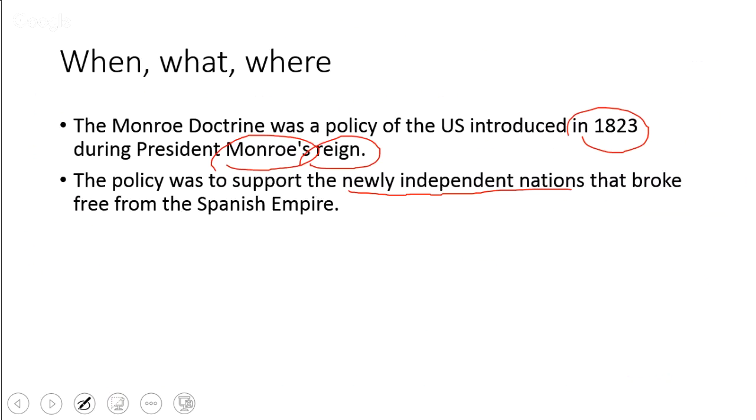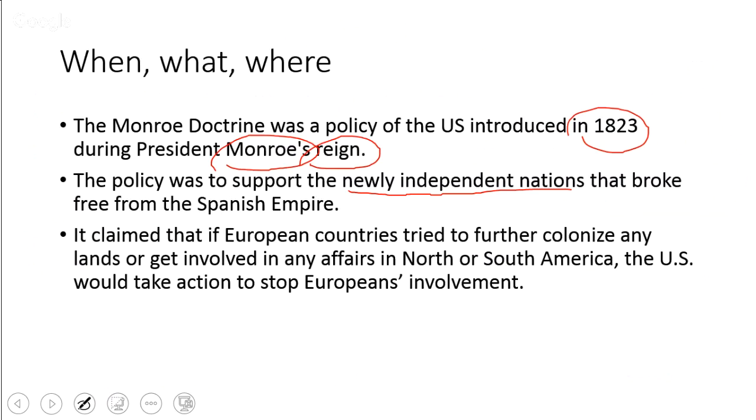But again, the United States was not just trying to support the South Americans, okay? They were also trying to protect themselves. So that's why it claimed that if European countries tried to further colonize any lands or get involved in any affairs in North or South America, the US would take action to stop Europeans' involvement. Here, take action, we know it's always a military action.